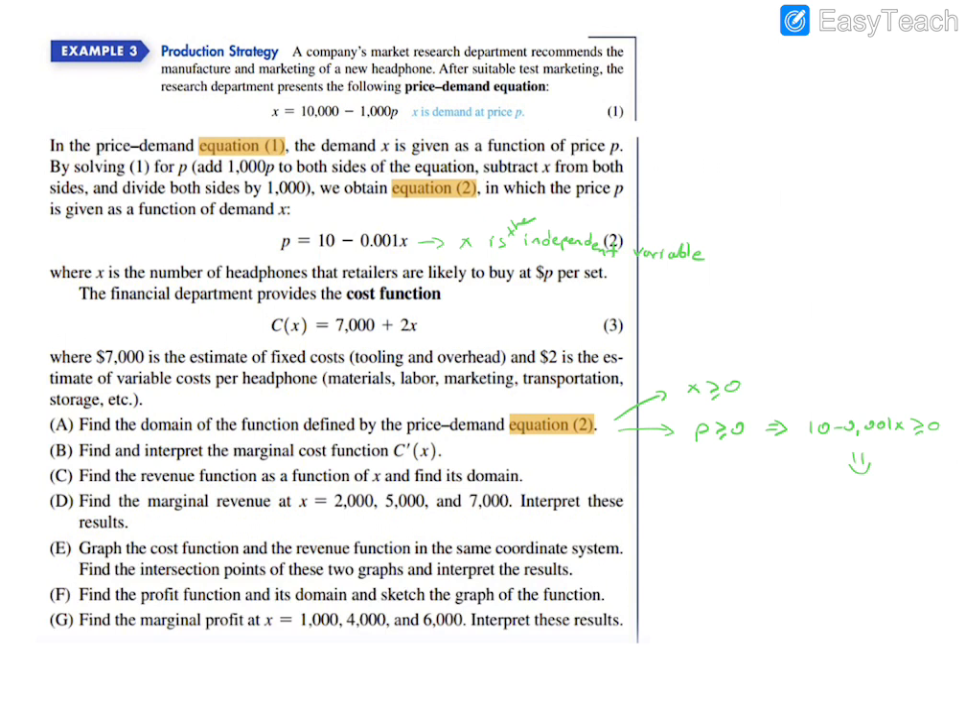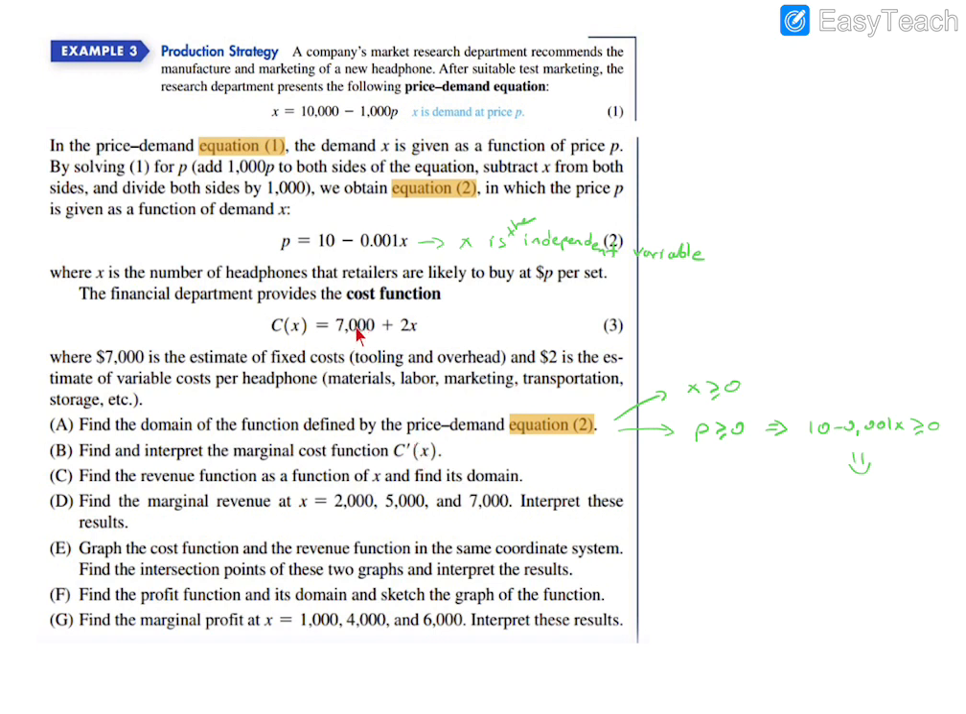Let's look at the second question. Step by step, let's look at the questions. So find and interpret the marginal cost function C prime. C prime is actually the marginal cost function. You should know the marginal cost function is the derivative of the cost function. So what is C prime?